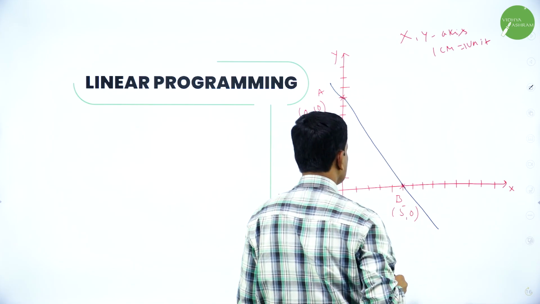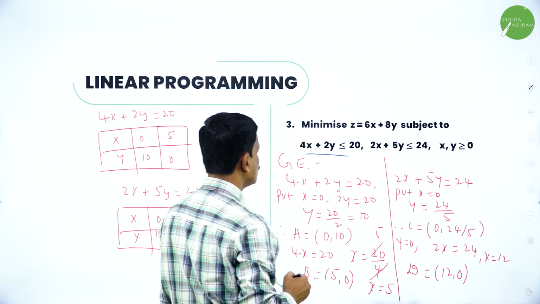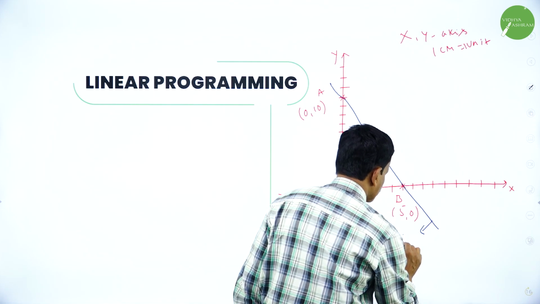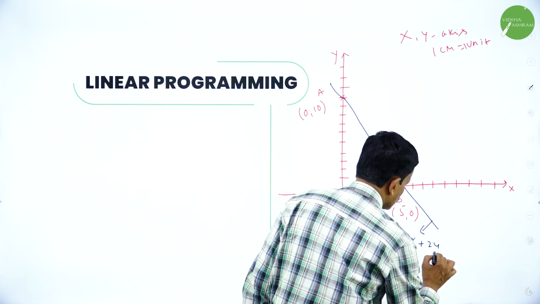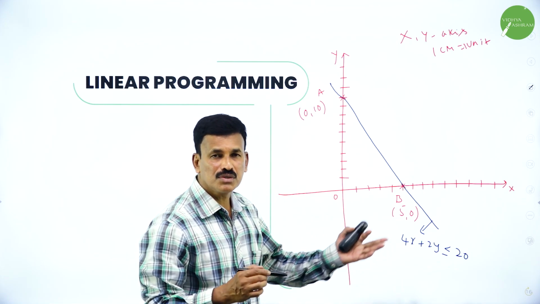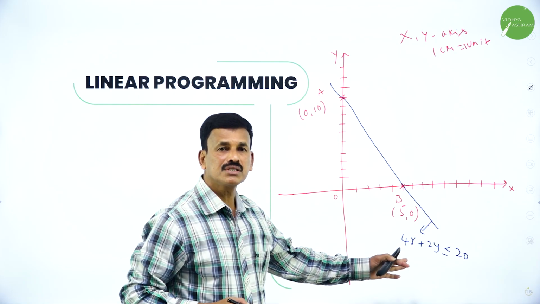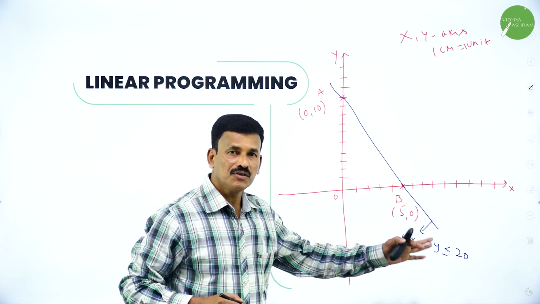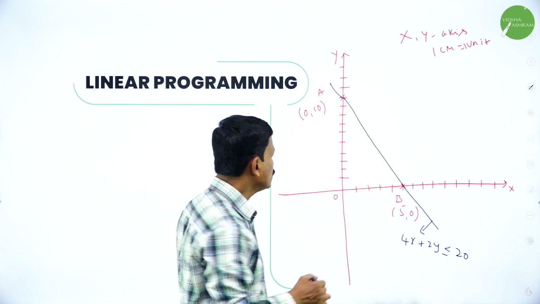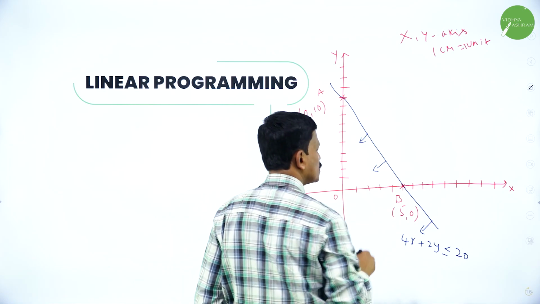Okay. Now, what is this curve? The curve is 4x plus 2y is less than or equal to 20. Since it is less than or equal to, the feasible region is towards the origin. Check: if you put x is equal to 0, y is equal to 0, 0 plus 0 is 0, which is less than 20. Therefore, the feasible region is towards the origin. This is the feasible region.